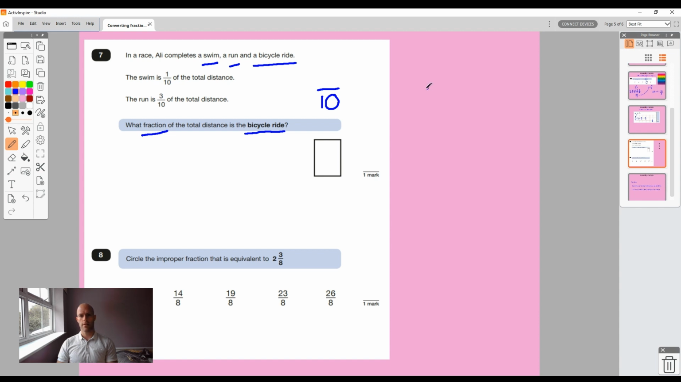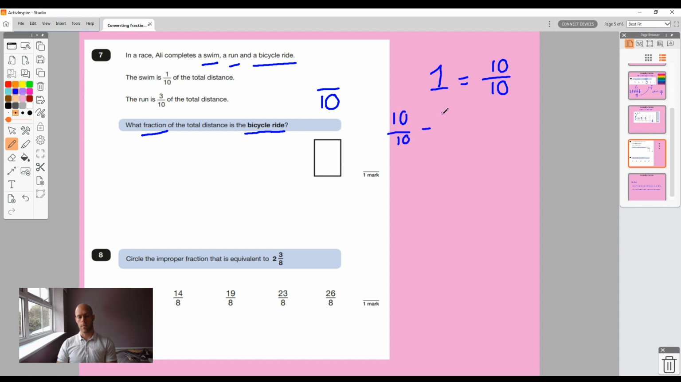So we need to look at the whole race. The whole race is 1. That's the whole thing, a whole, 1. But we're looking in tenths. So we know the whole race is the same as 10 tenths. That really is the hard work in this question. 1 race is equal to 10 tenths. So the swim is 1/10. The run is 3/10. We don't want to know either of these two, but we want to know what's left over. So we've got 10 tenths.